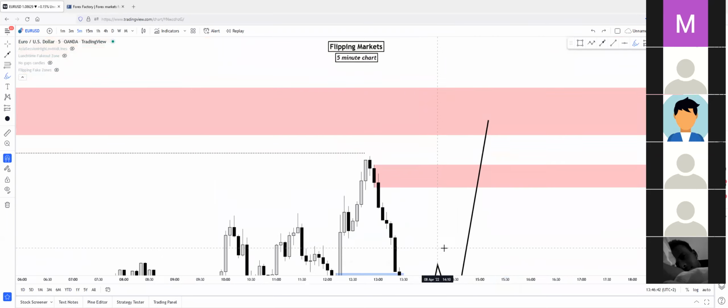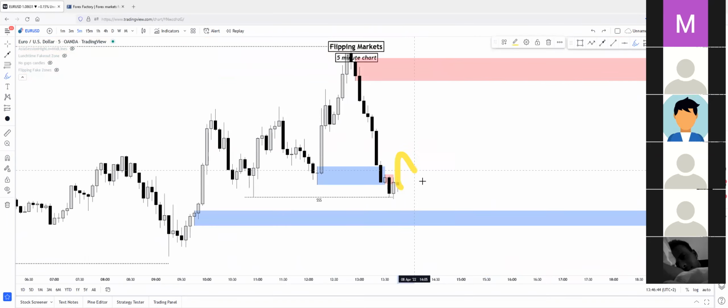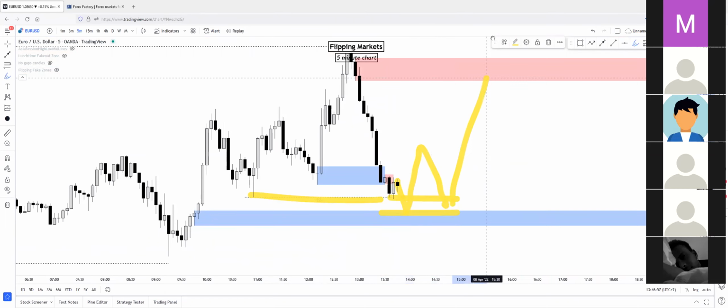The first one is the break of this supply, continuation to the upside, reversal right here, tap of this demand. Second one, liquidity sweep, tap of this demand, break of this demand. Third one, liquidity sweep, tap of this demand, change of character, continuation to the upside. So these are the possible scenarios for this day. Break of structure on the 15-minute.